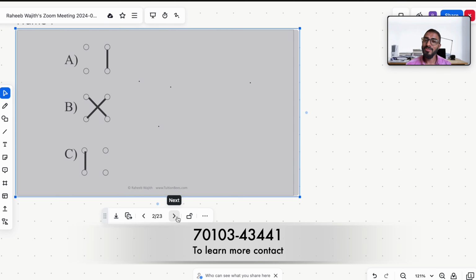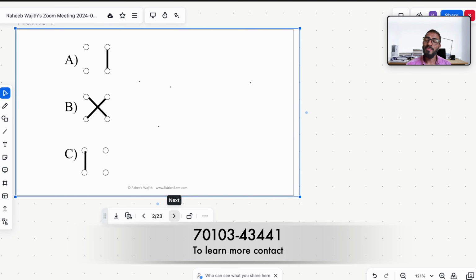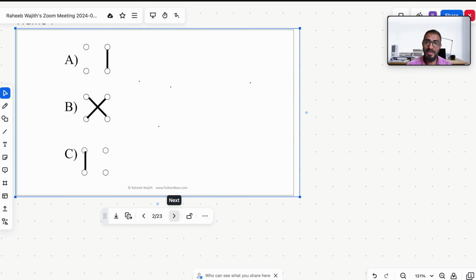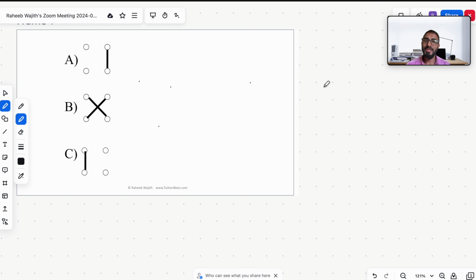What is this crisscross multiplication? Okay, so imagine for a 2 into 2 digit multiplication, there are 4 digits involved, right? So of these 4 digits, the number of steps we have to calculate is the number of digits minus 1. So here we have 1, 2, 3, 4. So the number of steps will be 4 minus 1, which will be 3, right?